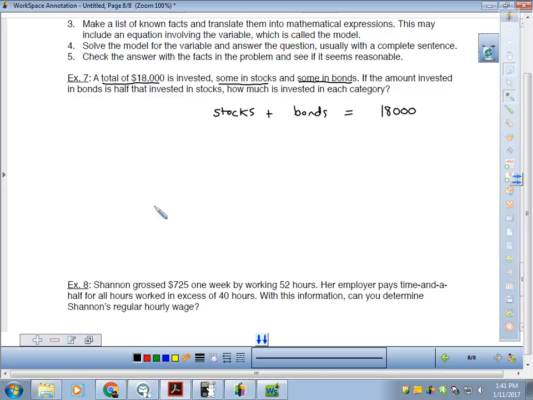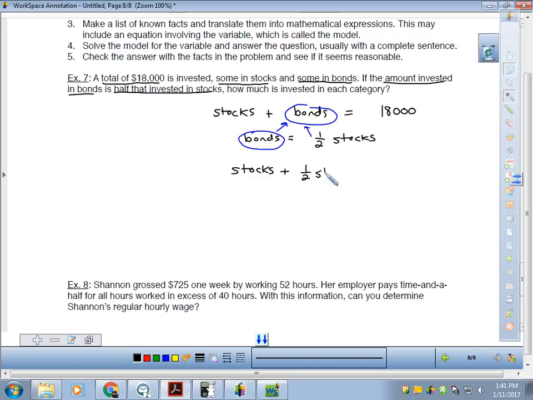Okay. But there's something else they told us too. The amount invested in bonds is half that invested in stocks. So bonds is equal to 1/2 of stocks. So what that means is, here where it says bonds, and here where it says bonds, those are the same thing. So I could actually take this and plug it in there. So what I could say is that I have stocks plus 1/2 stocks equals 18,000.